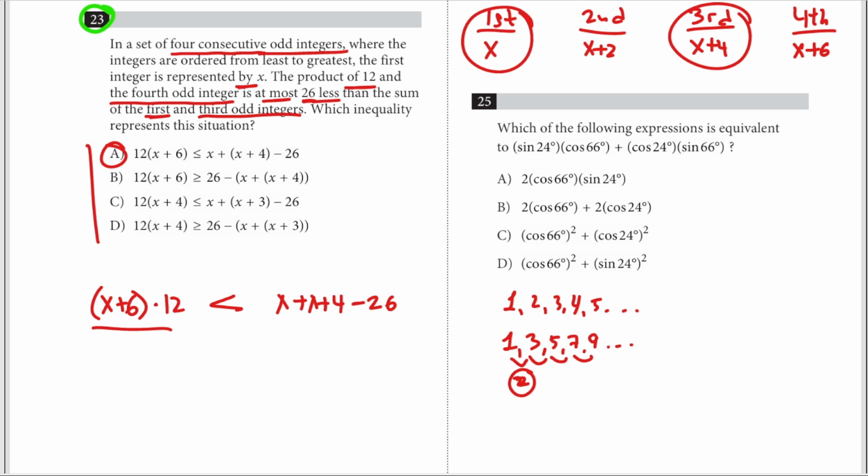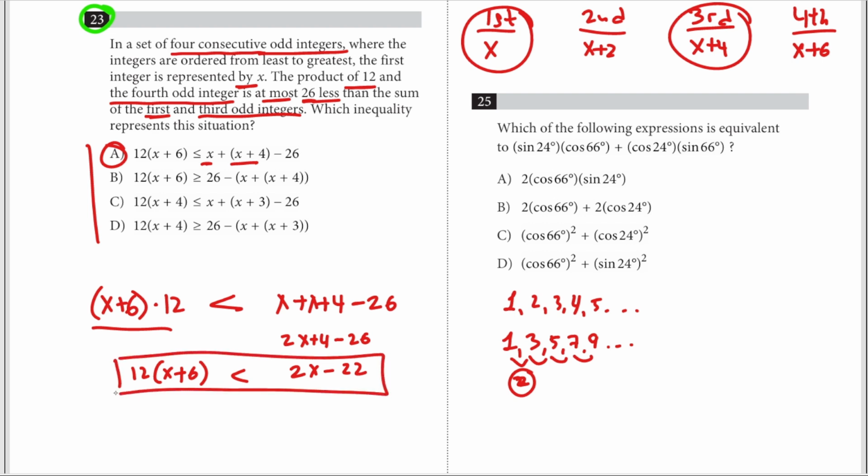I'm not sure why on this problem in particular, they did not combine x and x plus 4. They should have done 2x plus 4 minus 26. In fact, they should have done 2x minus 22, right? And this should have been 12 times x plus 6, factored like that. So that would have been a much more difficult problem to respond to. They made it way more simple. The answer is A. That's it.